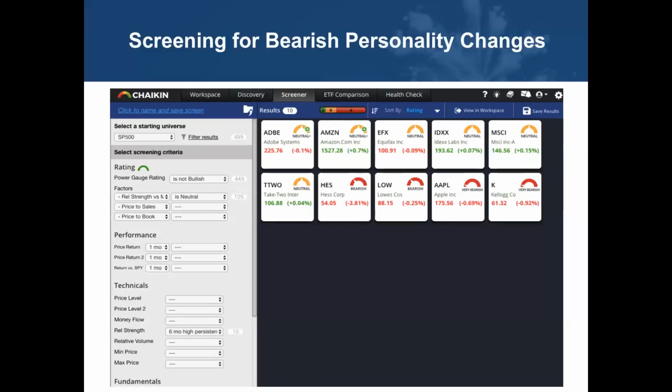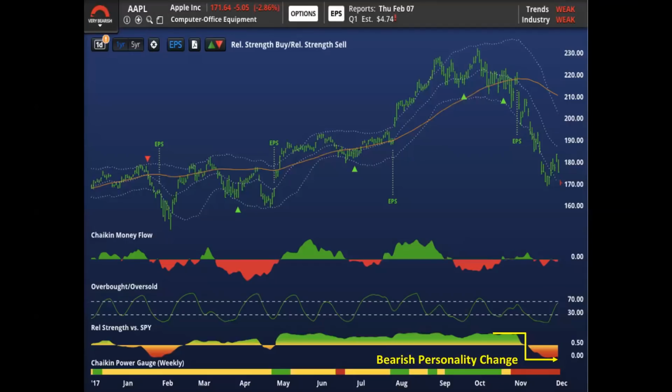Now, we screen for bearish personality changes in Chaikin Analytics, and people are doing this every day. And on the screen that I did about a week ago, 8 stocks out of the S&P 500 had recent bearish personality changes, including some of the big names like Adobe and Amazon, and Apple, which actually had back then a bearish power gauge rating. So let's look at Apple. Been outperforming the market along the way. It had bullish ratings. The relative strength buy signals work. You can see that 4 to 8 week time horizon.